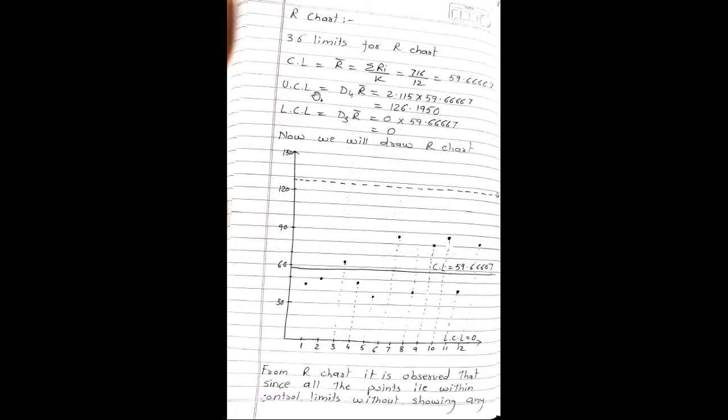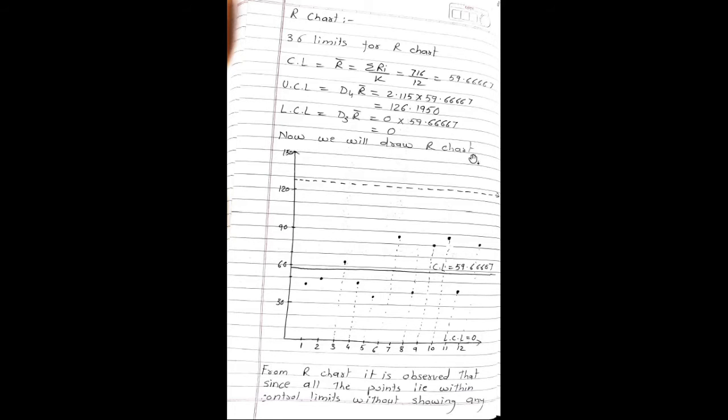Upper control limit is given by D4 R bar. The value of D4 is given as 2.115 into 59.66667, so the upper control limit becomes 126.1950. The lower control limit formula is D3 R bar. The value of D3 is 0, so 0 into 59.66667 makes the lower control limit 0.